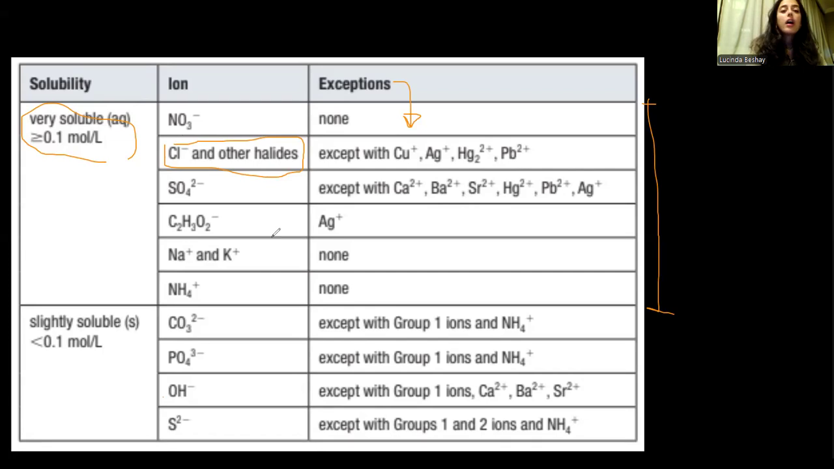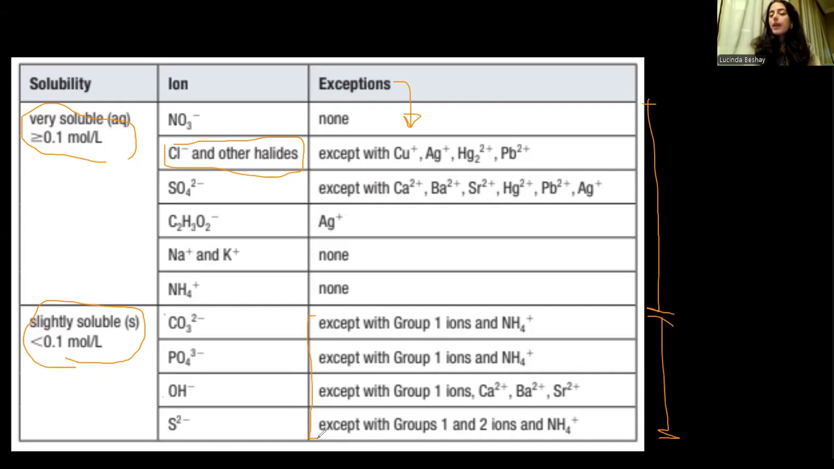Now, on the other hand, the bottom section of this table are things that are naturally insoluble. But when they are added with any of the exceptions, they end up becoming soluble.